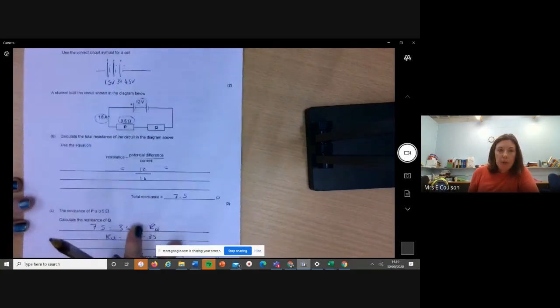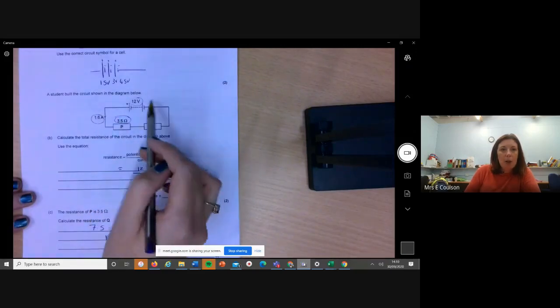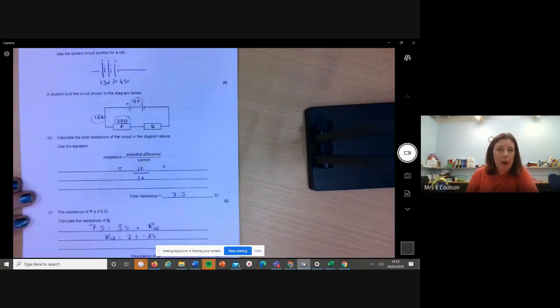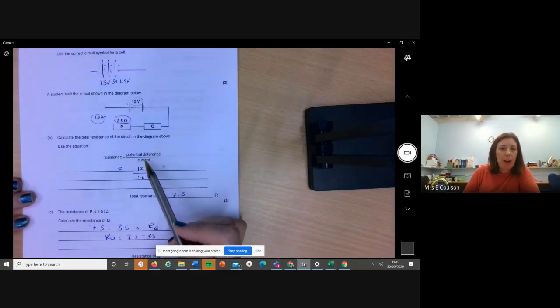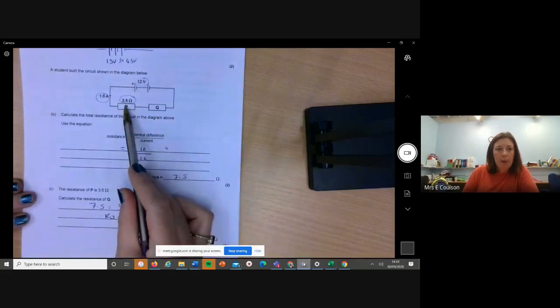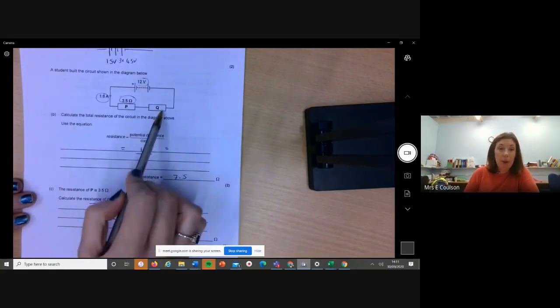Then it says the student built the circuit in the diagram below. Calculate the total resistance of the circuit in the diagram. The total current is 1.6 amps. The voltage is 12 volts, and the resistance of this resistor is 3.5 ohms. So you want to work out the total resistance. That's potential difference divided by current. So the total potential difference is 12 and the current is 1.6, so the total resistance here would be 7.5 ohms. Okay, the resistance 3.5 here makes up part of the 7.5, but not all of it because you have this other resistor here.